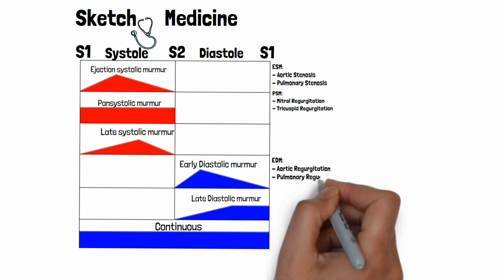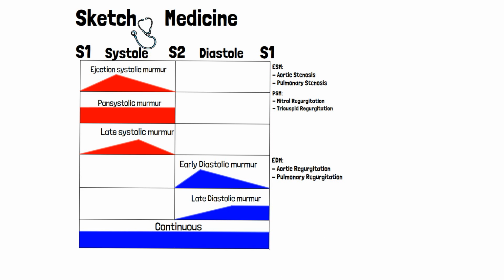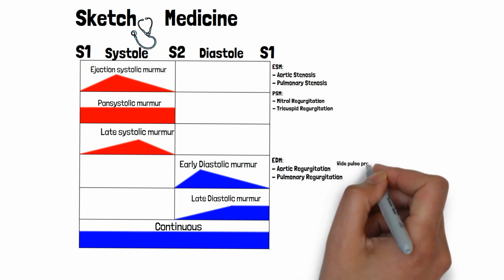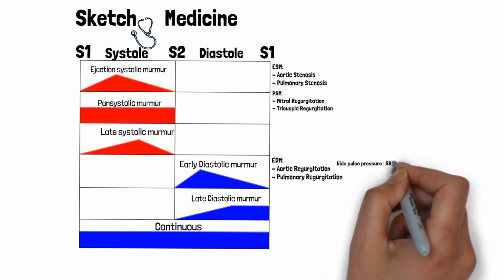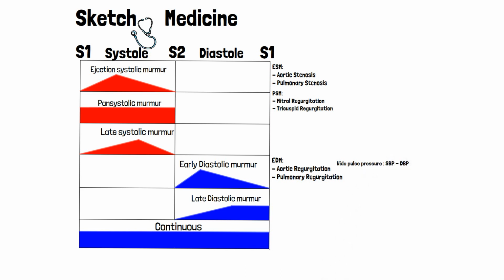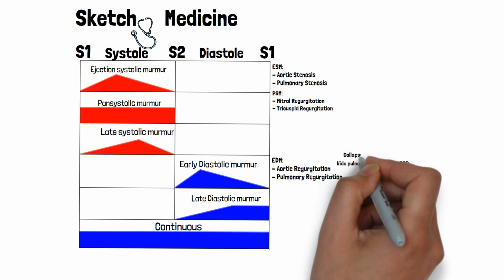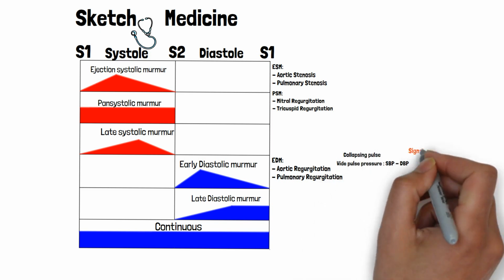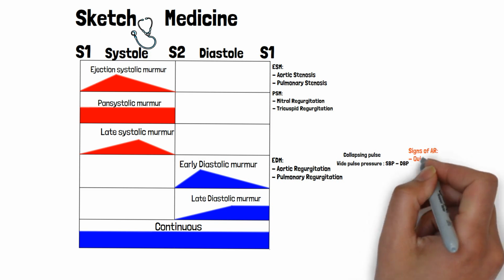With aortic regurgitation, this is exhibited also through various clinical signs. Patients will demonstrate a wide pulse pressure, which is a difference between the systolic blood pressure and diastolic blood pressure. They'll also have a collapsing pulse on examination, and they'll have physical signs worthy of note. There are many, but we'll just talk about three.